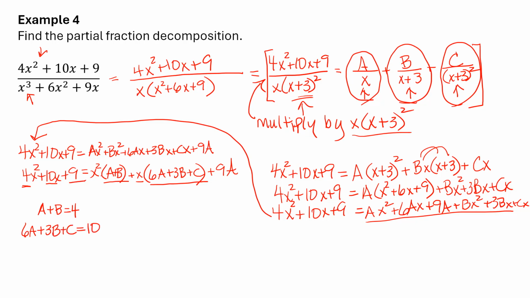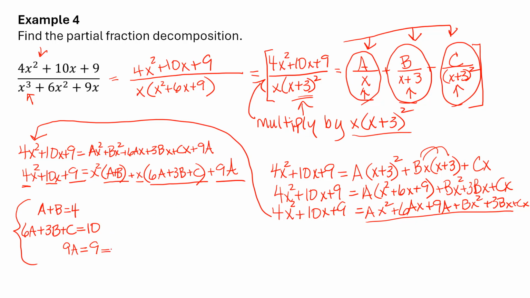And then the 9 is the constant, so that must equal the constant on the right side, which is 9a. So 9a equals 9. So I have a system of 3 equations and 3 unknowns that I can solve, and once I solve those, I will be able to put those values in for a, b, and c, and I will get my partial fraction decomposition.